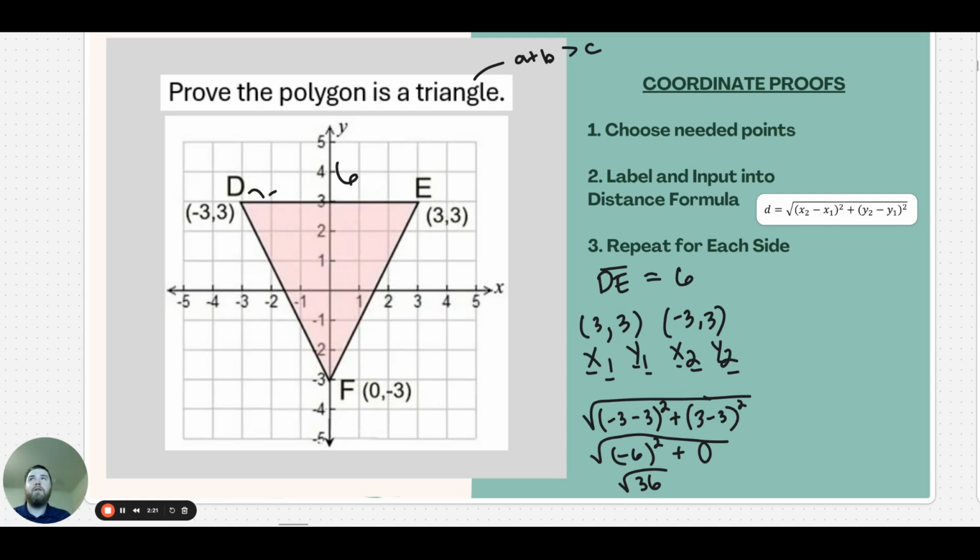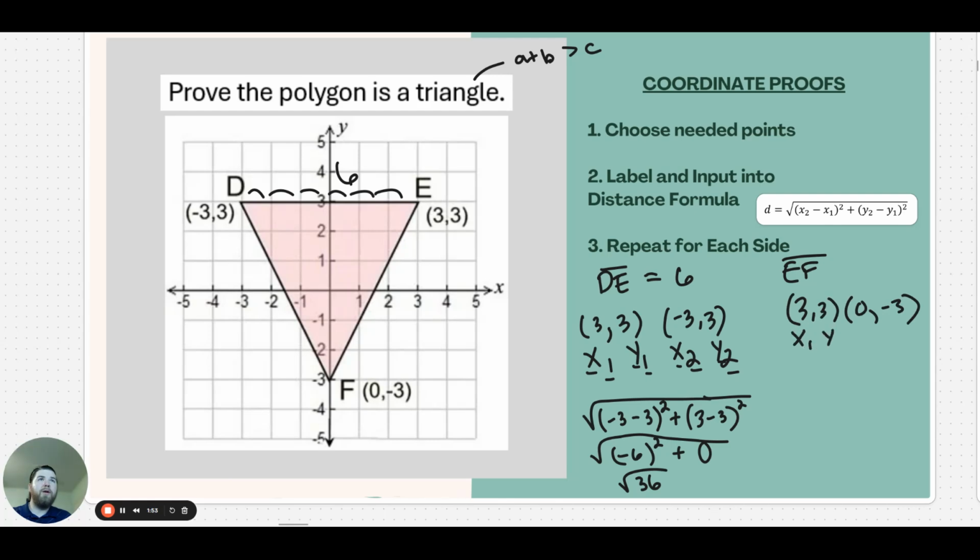I could technically have just looked at it and said, hey, I know that there are 6 points there on this coordinate grid. But again, we're trying to prove, and just sitting there counting isn't necessarily going to prove it for me. So the last thing we want to do is repeat that for each side. If I do EF next, I've got this side here. My first point is (3, 3) and then my second is (0, -3).